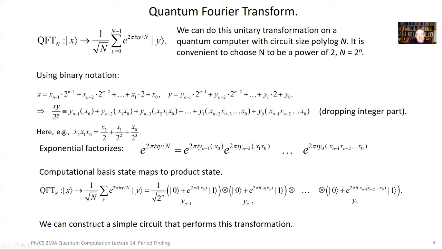Now, in the quantum Fourier transform, this amplitude is the phase e to the 2 pi i xy over 2 to the n. And as you can see, because the exponential is now the exponential of a sum, I can, of course, write that as a product of exponentials. And that's what I've done here. So it's the exponential of this term, e to the 2 pi i y sub n minus 1 times point x0, times the exponential of this term, e to the 2 pi i y sub n minus 2 times point x1 x0, and so on. Product, product, product. The last factor in the product is e to the 2 pi i y0 times this point x sub n minus 1, x sub n minus 2, dot, dot, dot.